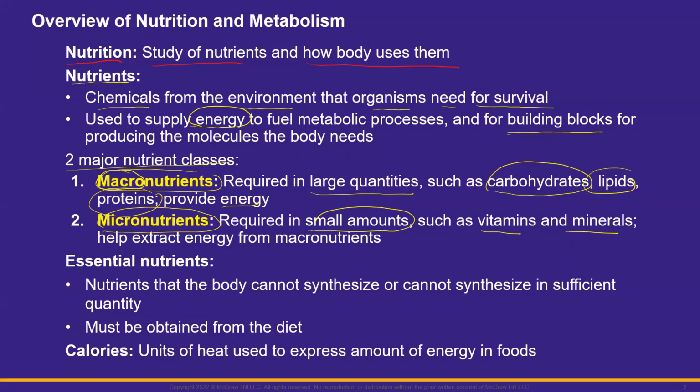There is also a group of nutrients called the essential nutrients. These essential nutrients are nutrients that the body cannot make. So we cannot make these essential nutrients. They have to be provided from outside. Okay, so these essential nutrients have to be obtained from the diet.